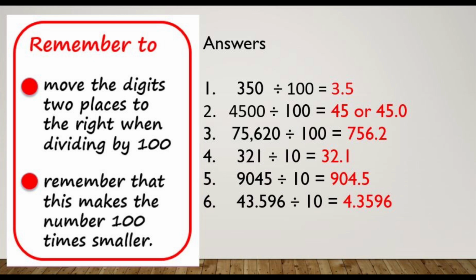So it says there, move the digits 2 places to the right when dividing by 100. So if we move our digits 2 places to the right when we're dividing by 100, when we're dividing by 10, like with questions 4, 5 and 6, we only need to move our digits 1 place to the right because we have only got 1 placeholder. So when we're dividing by 10, we're moving 1 column to the right. And when we move 1 column to the right, we are making our number 10 times smaller.